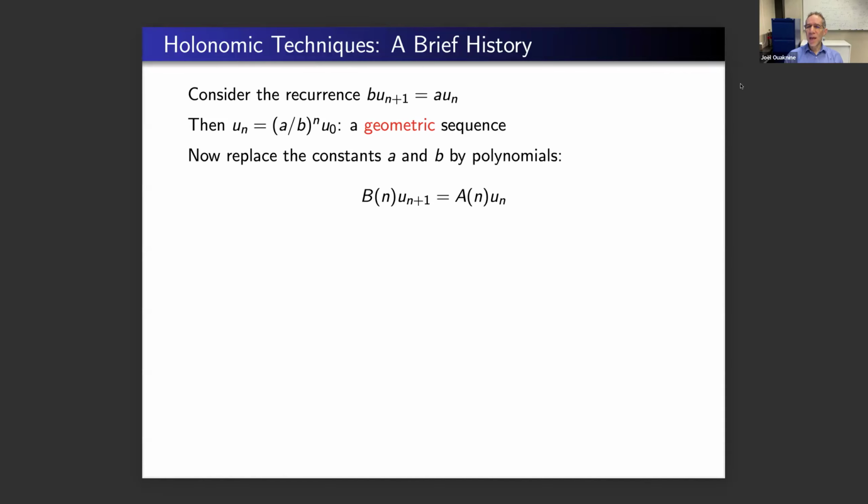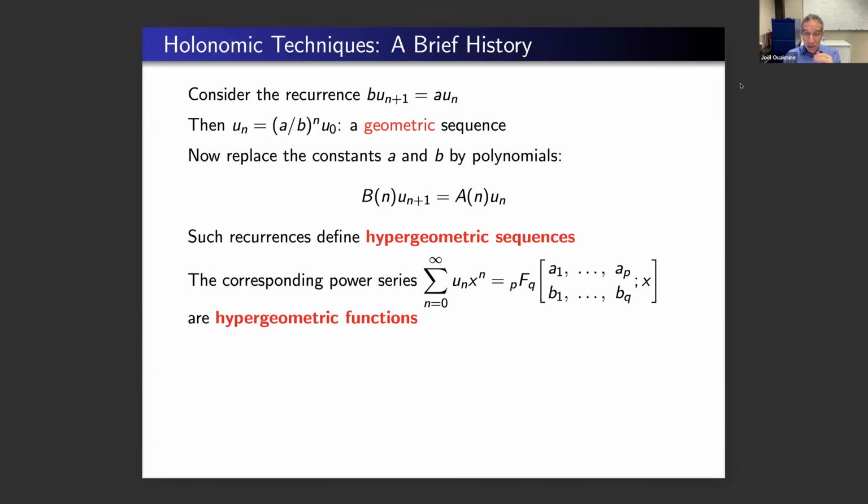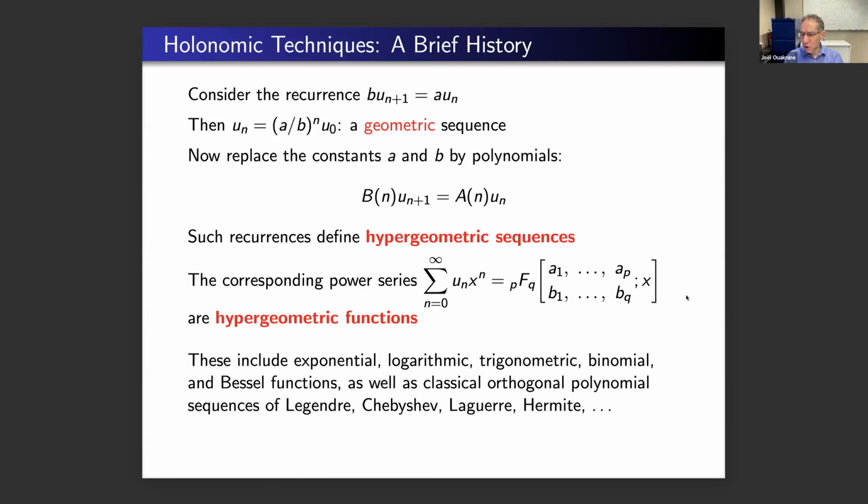Let's now replace the constants a and b by polynomials in n. So you get b of n times u_{n+1} equals a of n times u_n. And those recurrences define the hypergeometric sequences. And the corresponding power series are the hypergeometric functions. If you've never seen them, of course, they have this intimidating notation, which I could explain, but let me skip that.